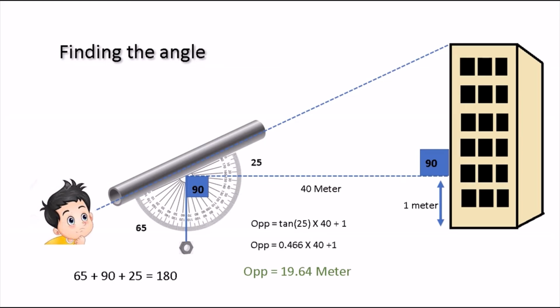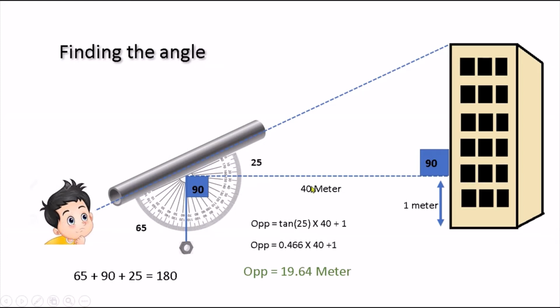Now how do we measure the angle using this device? As you can see, the boy is looking through the tube and focusing towards the top of the building. When he looks at the top of the building, he gets an angle on the protractor. So here he is getting 65 degrees. You can see the angle from the horizontal line to the thread will always be 90 degrees, and as you know, from one side to the other side of the protractor is 180 degrees. So 65 plus 90 plus 25, so the angle is 25.